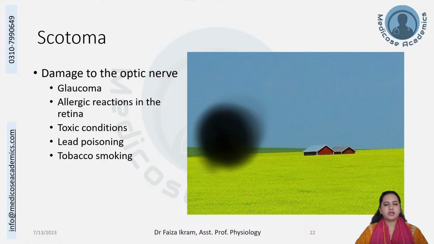This is a scotoma. As we discussed, any blind spot other than the optic disc will be pathological, and that can be known as scotoma. This can be caused by damage to the optic nerve fibers by many reasons, one of which we discussed in our first session, glaucoma.